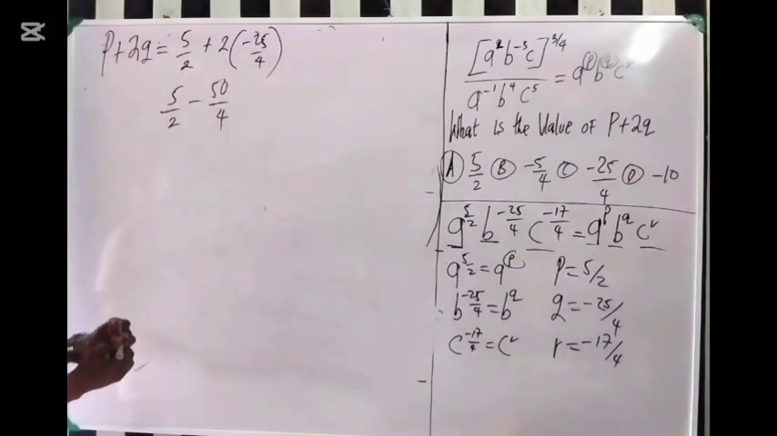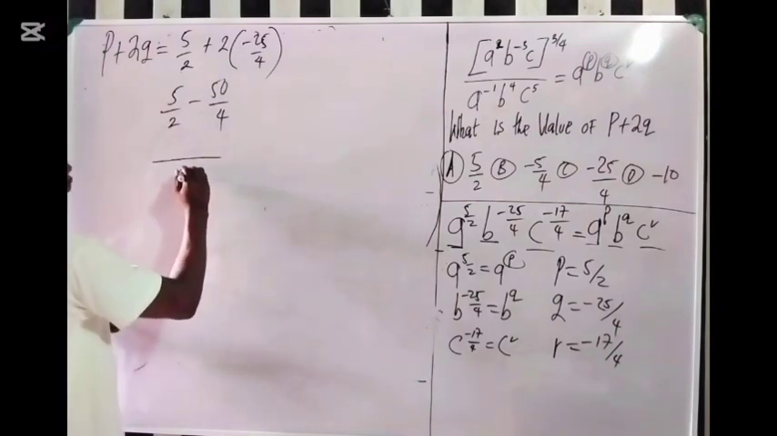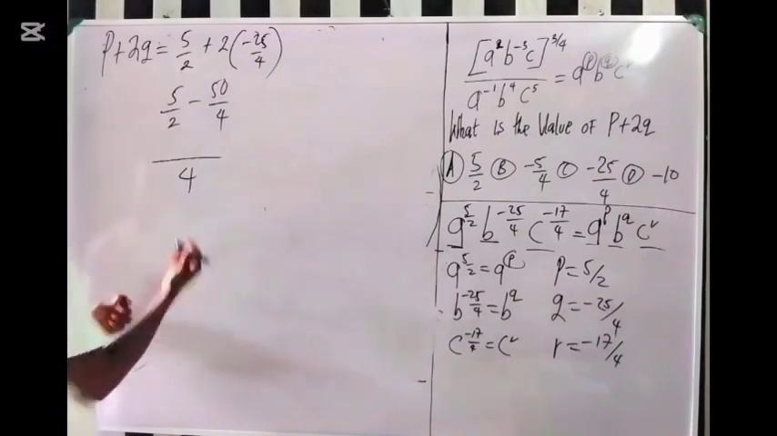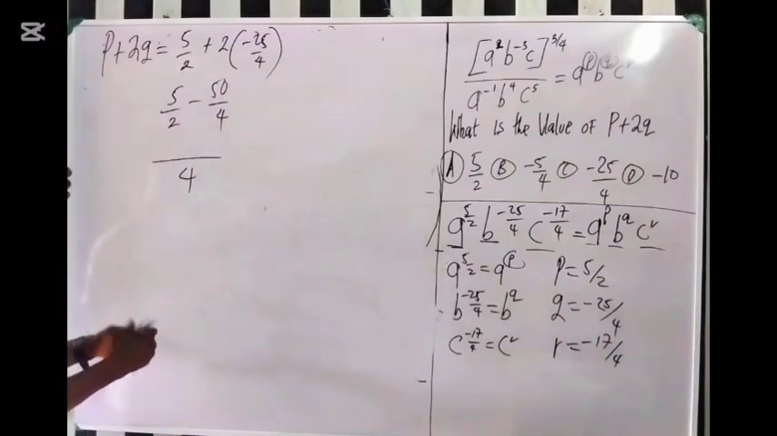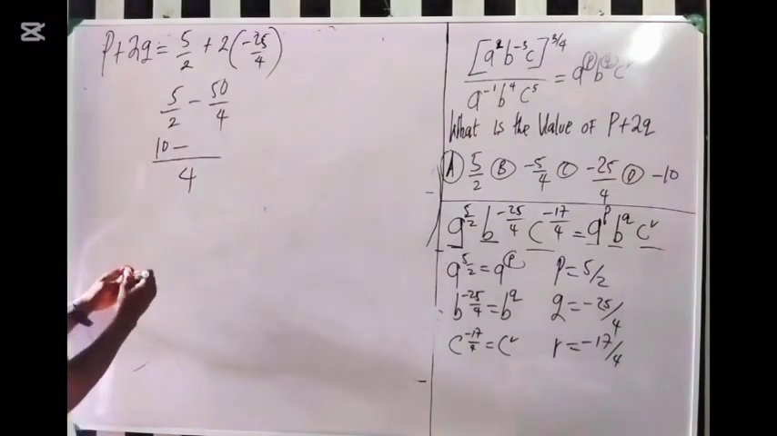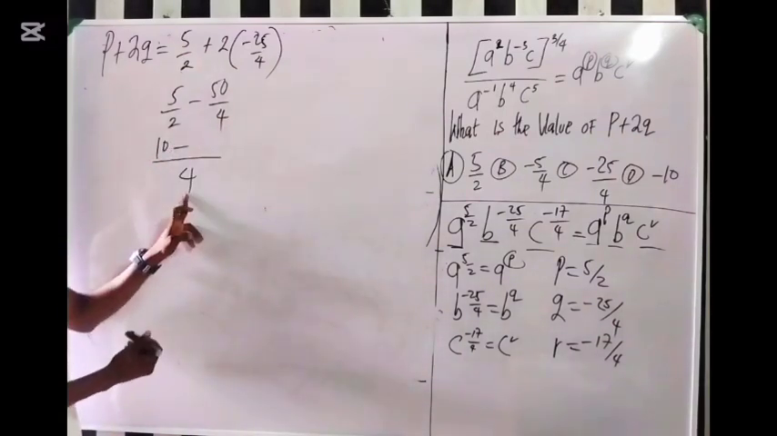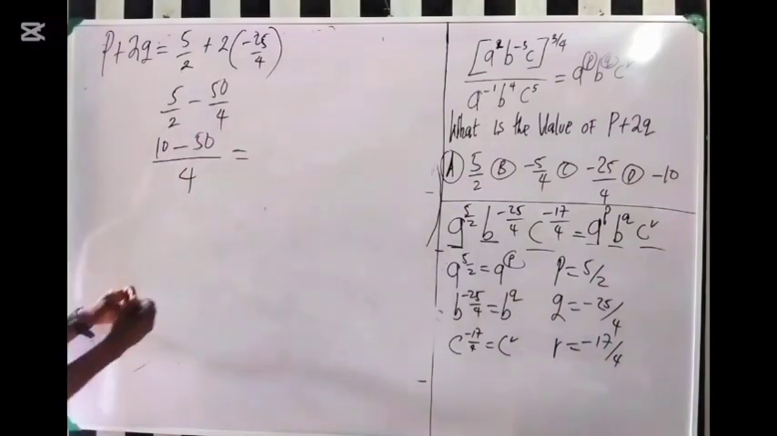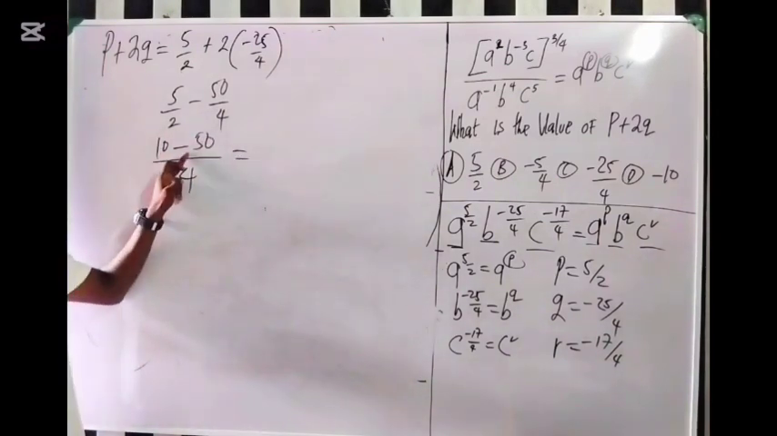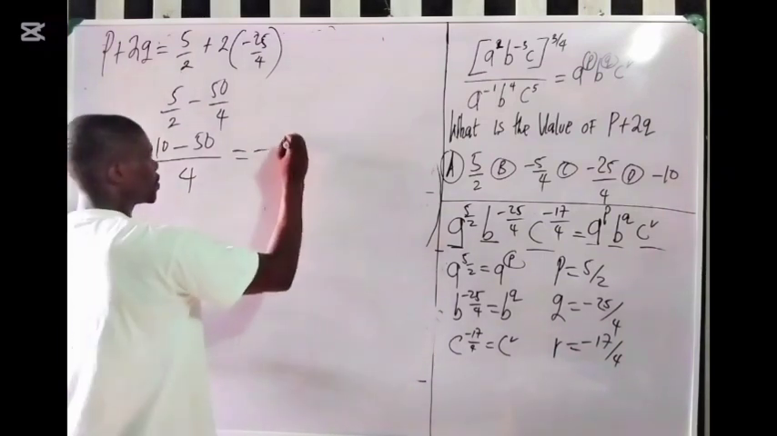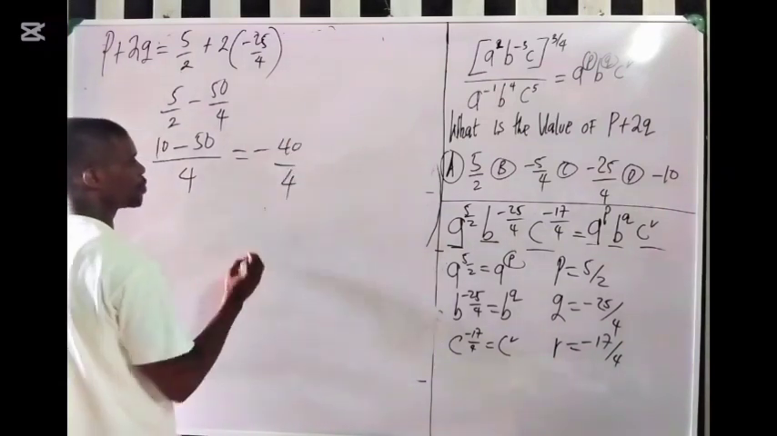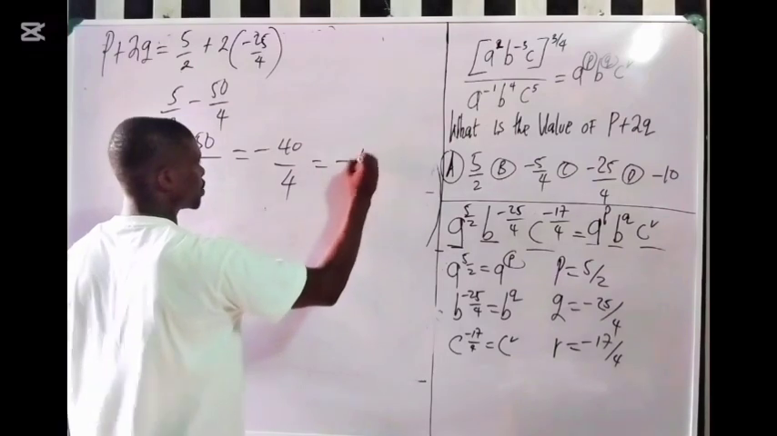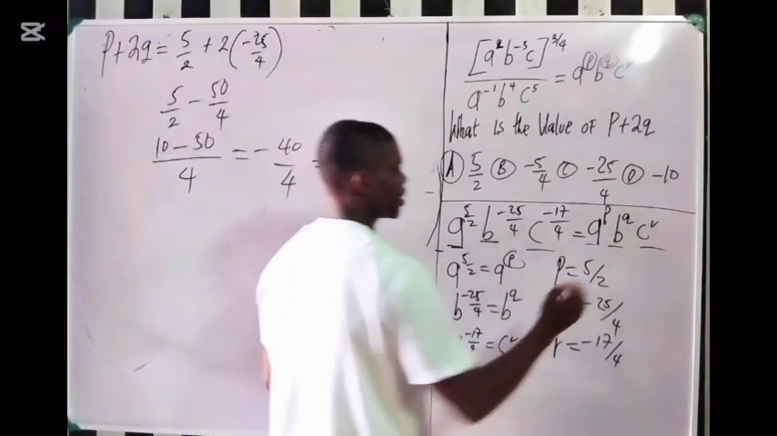So how do you solve this in here? Look at the LCM. LCM of 2 and 4 is 4. 2 going into 4 is 2. 2 times 5 is 10, minus 4 going into 4 is 1. 1 times 50 is 50, right? So 10 minus 50 is minus 40 over 4. 4 going into 40 is 10. So the value is minus 10. The answer is D.